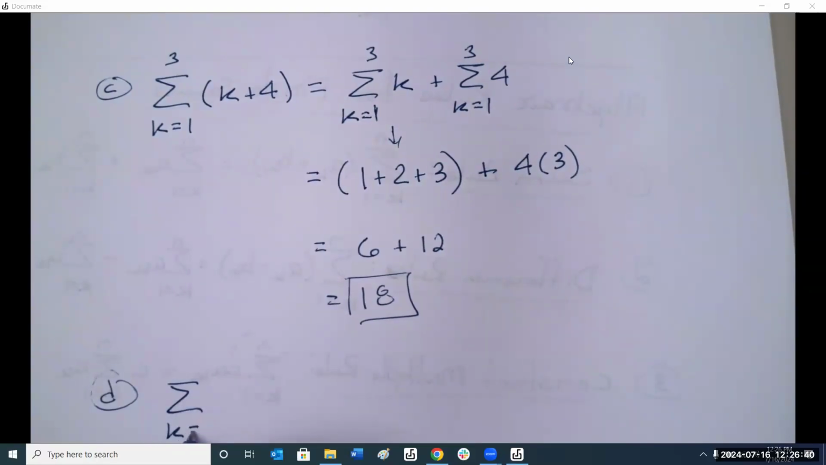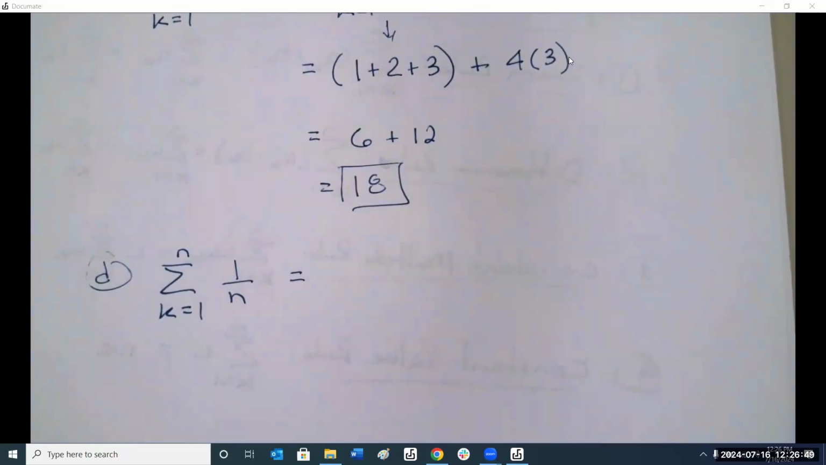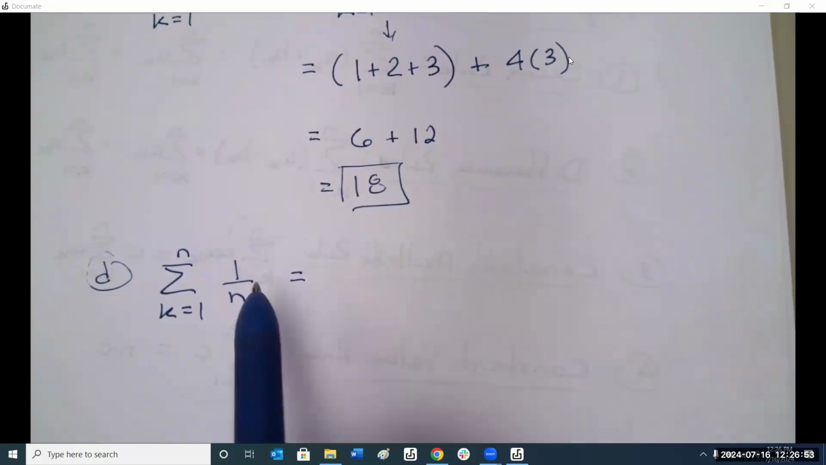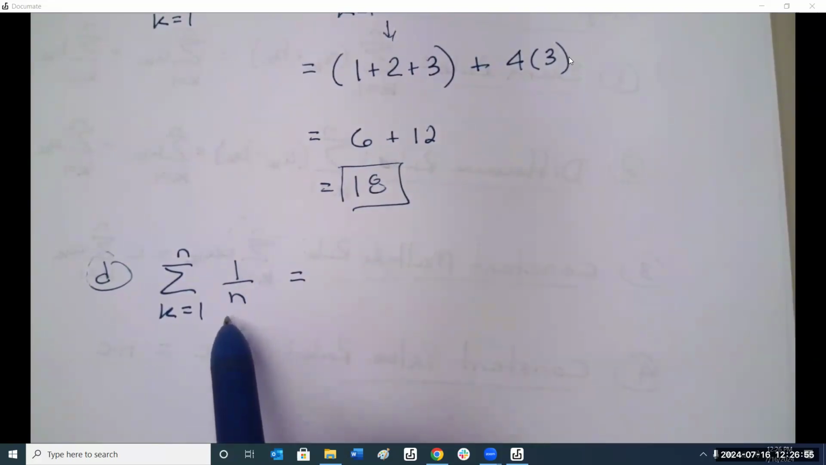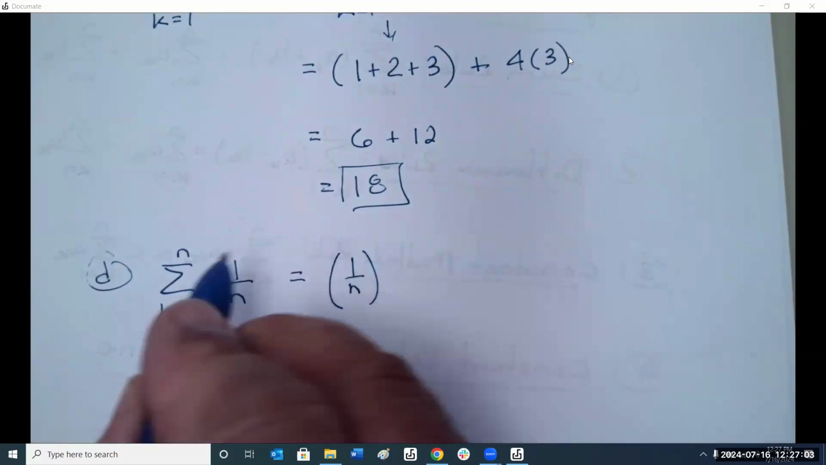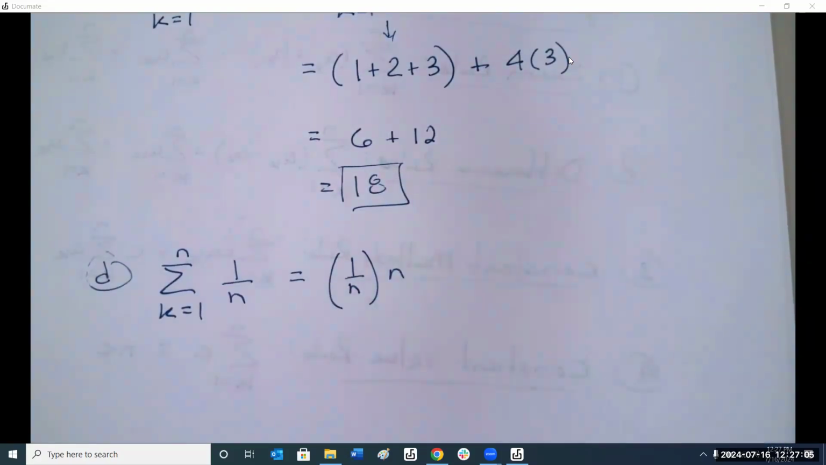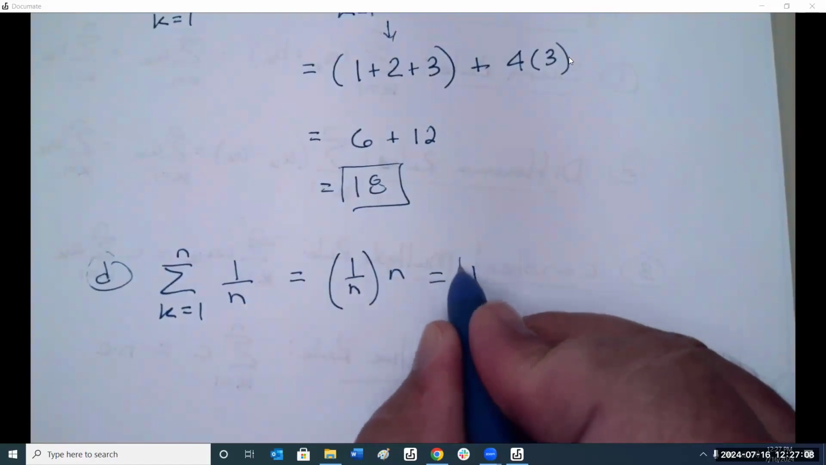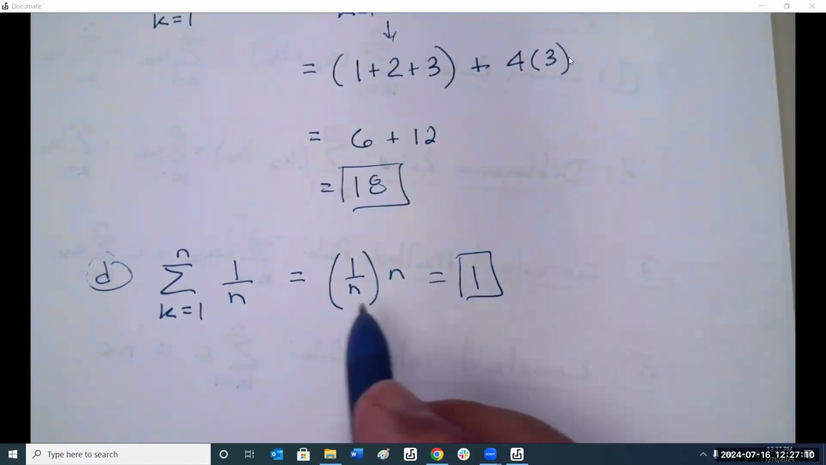Summation, k goes from 1 to n, of 1 over n. Notice there's no k inside there. So 1 over n is a constant number. So we take 1 over n times n, which becomes 1. These cancel.